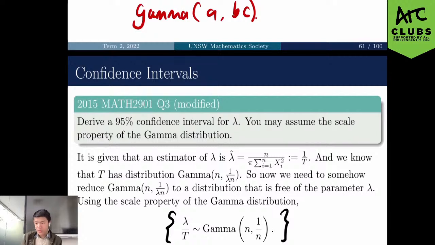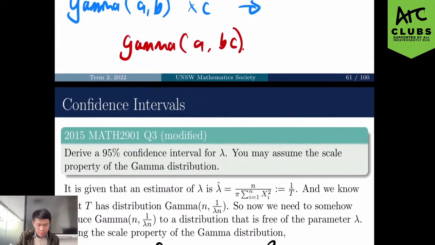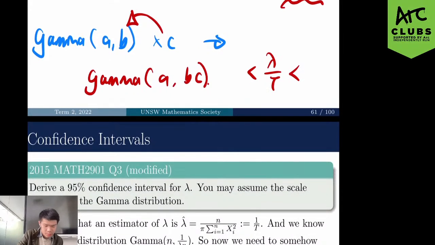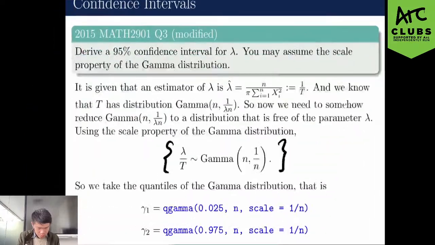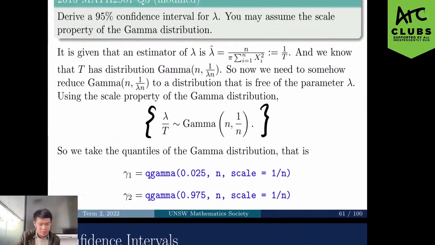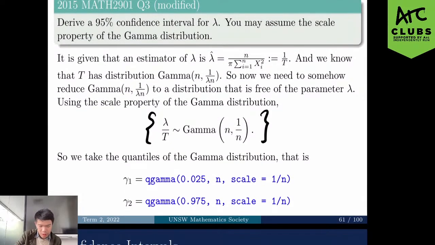If we go back to what we were saying before, we want to find the lower bound and the upper bound. That means we know that lambda T lies between these two things, because we want to find a 95% confidence interval. So this is our gamma distribution.